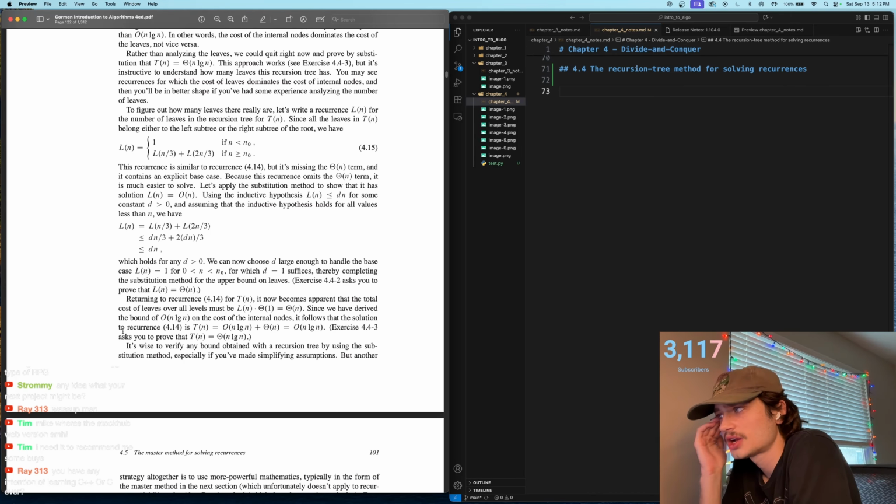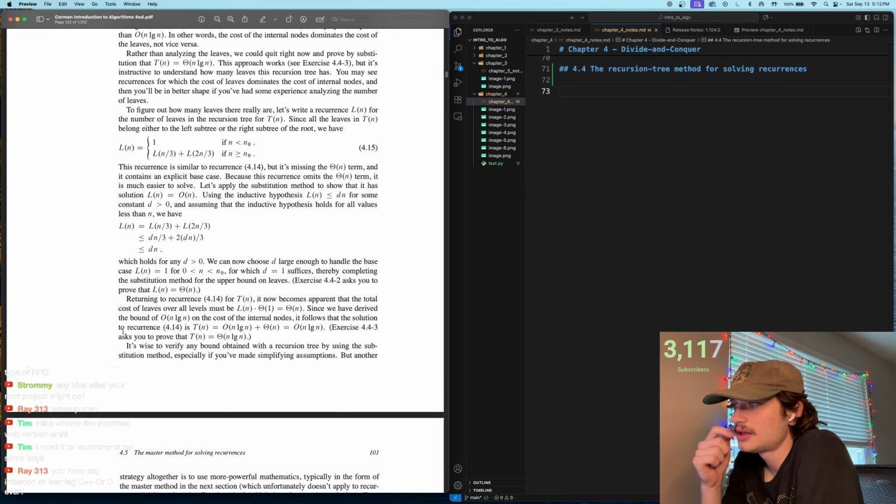Exercise 4.4-2 asks you to prove that L of n equals theta of n. Returning to recurrence 4.14 for T of n, it now becomes apparent that the total cost of leaves over all levels must be L of n times theta of 1, which is equal to theta of n. Since we have derived the bound of big O of n log n on the cost of the internal nodes, it follows that the solution to recurrence 4.14 is T of n equals big O of n log n plus theta of n, which is equal to big O of n log n.